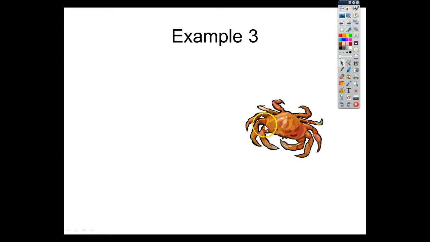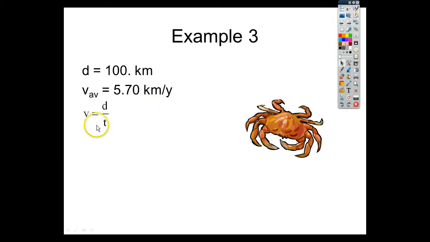Example number 3. This is a crab, and the slowest animal ever discovered was a crab found in the Red Sea. It travels with an average speed of about 5.7 kilometers per year. They want to know how long it would take the crab to travel 1,000 kilometers. So there's our 1,000 kilometers. We know that the average speed is about 5.7 kilometers per year. We'll use our equation again. Speed is equal to distance divided by time.